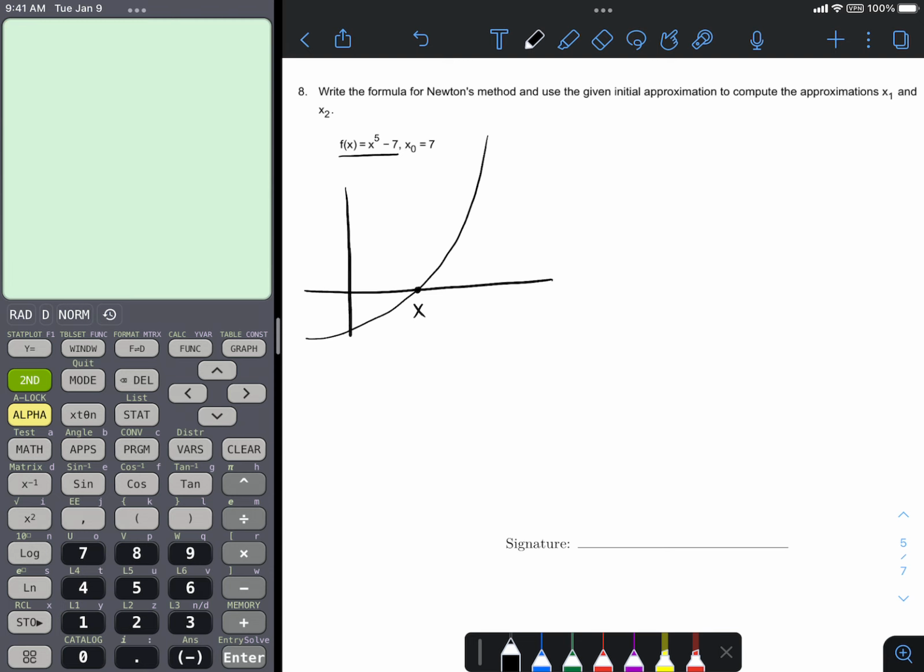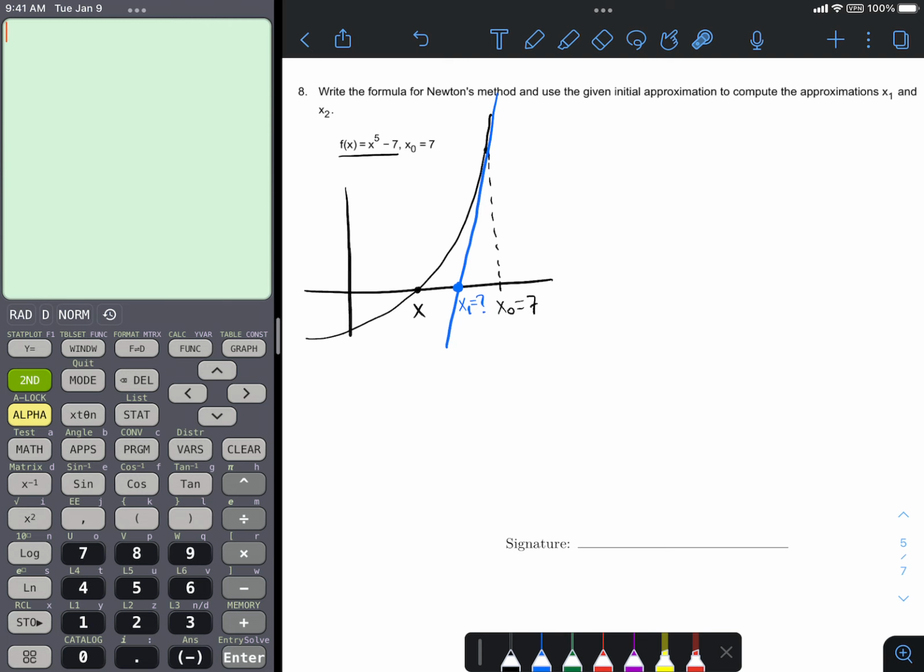How do I know what this guy is? I start with a guess. So my initial guess is x0 equals 7. So I don't know that this is exactly the root, I just guessed. But what I know though is that if my guess is good enough, and if I draw the tangent line for the function at x equals 7, then the intersection of the tangent line, the 0 for the tangent line, is a better approximation to x than 7 was.